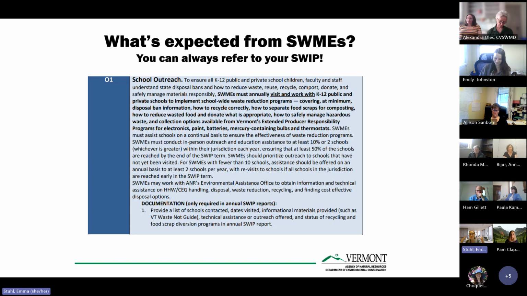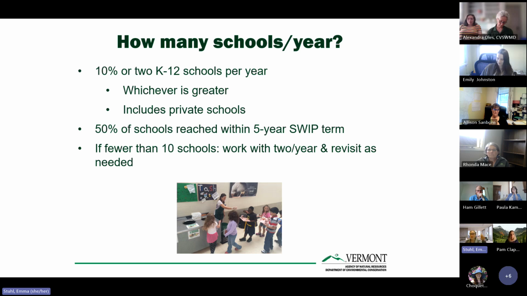So just as a reminder, anytime you're wondering what exactly am I supposed to be doing, you can always refer back to your SWIP, your solid waste implementation plan. It's outlined in the SWIP. But this is a big, dense paragraph, so let's break it down briefly. Each year, SWMEs need to reach 10% of their K-12 schools or 2 schools, whichever number is greater. That's because some SWMEs are one town and some are a whole region, so it's written to address the scale.